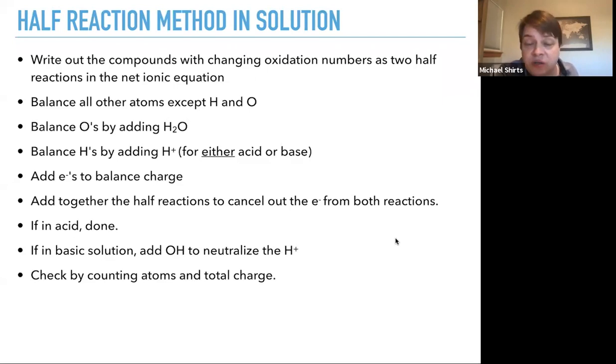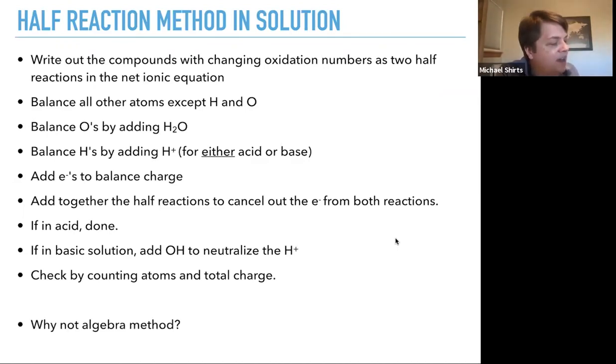And then you just check, as usual, by counting atoms to make sure those are balanced and make sure the total charge is balanced. A chemical reaction should not have a change in the total charge. That is not possible for a large number of species reacting, because you get a buildup of charge, which would be highly unfavorable. So any feasible reaction must have balanced total charge.